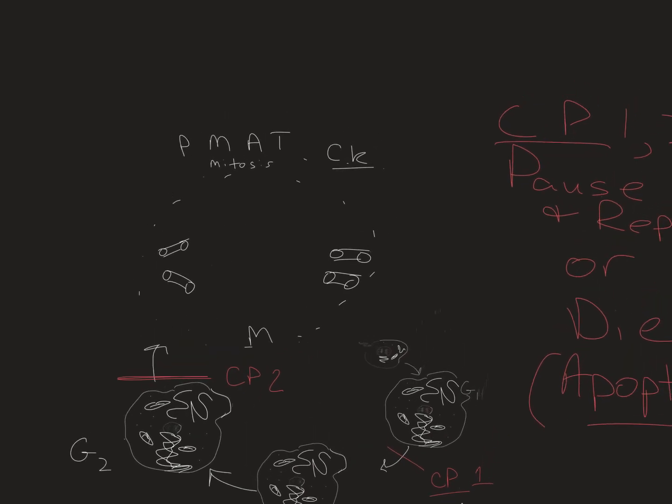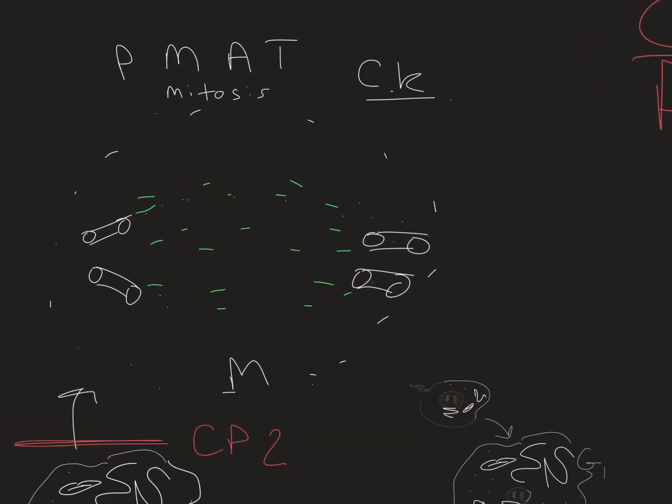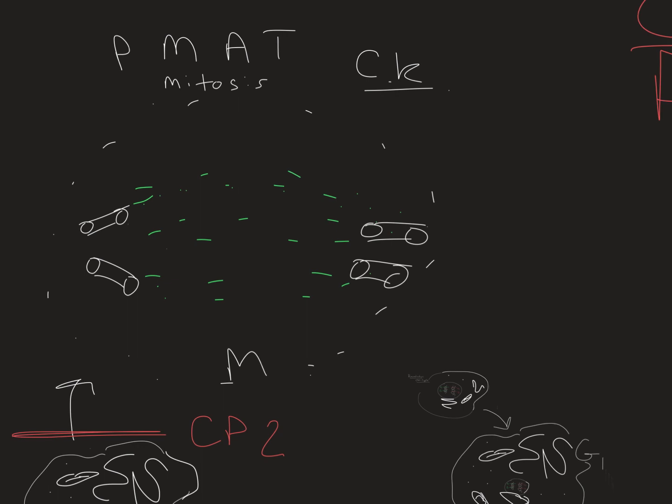So then the spindle fibers form, right? They start to form. The centrioles have doubled. They're on opposite sides. The nuclear material's gone. All that happened in prophase. In metaphase, the chromosomes line up, with the sister chromatids facing opposite directions.